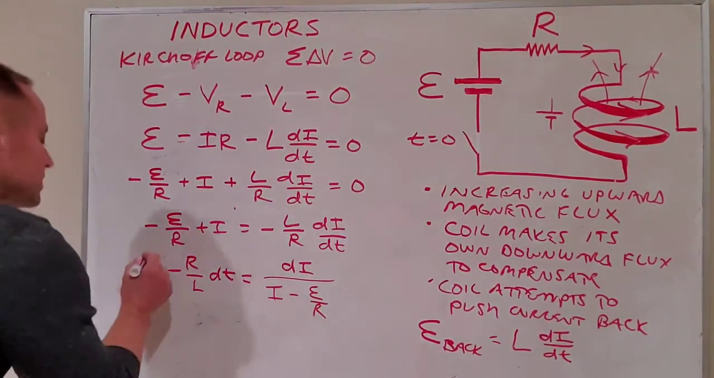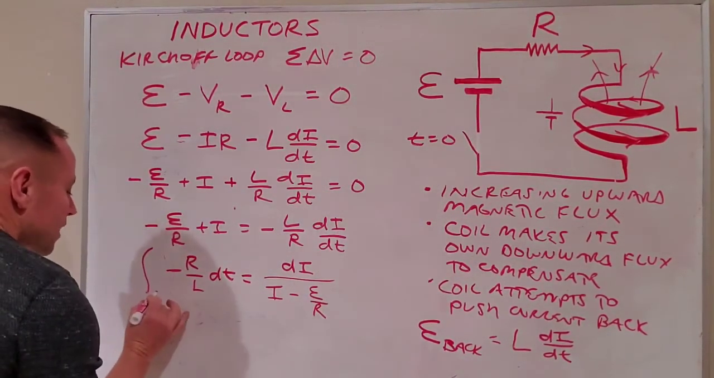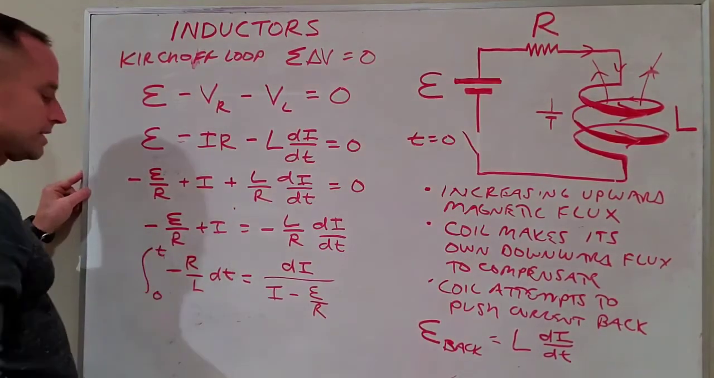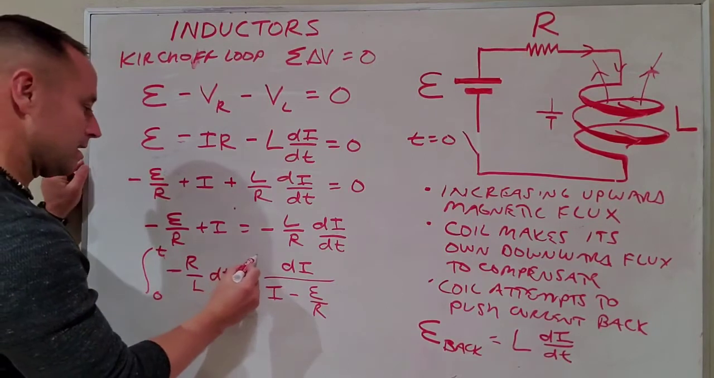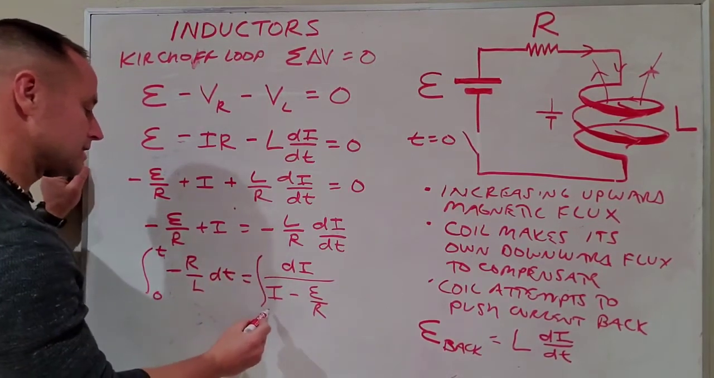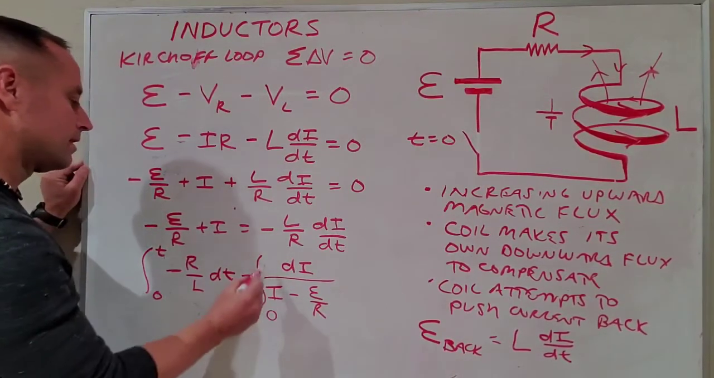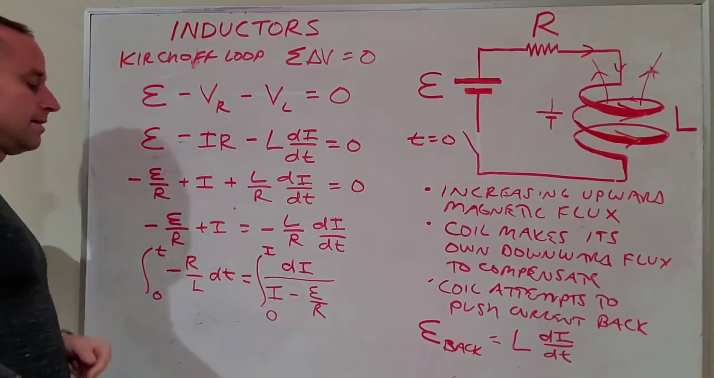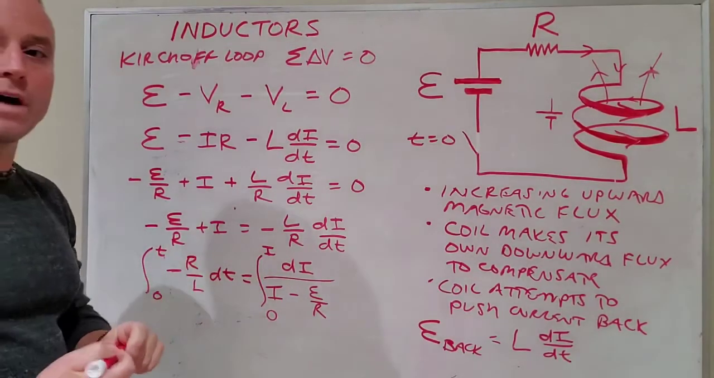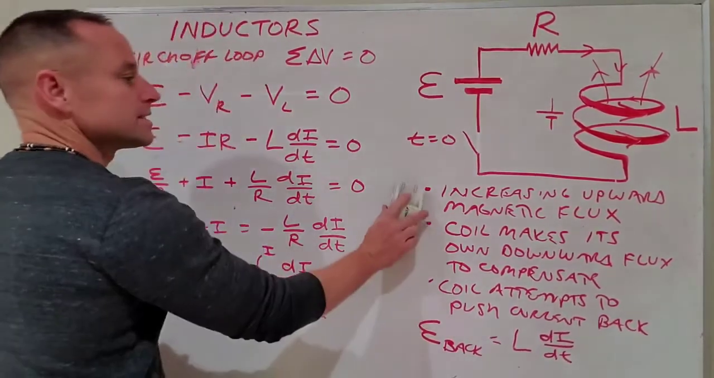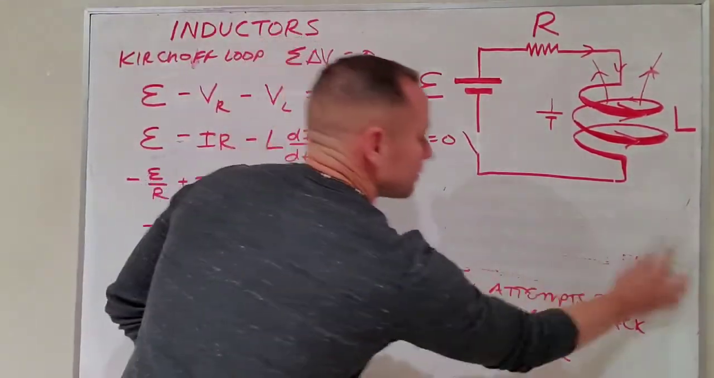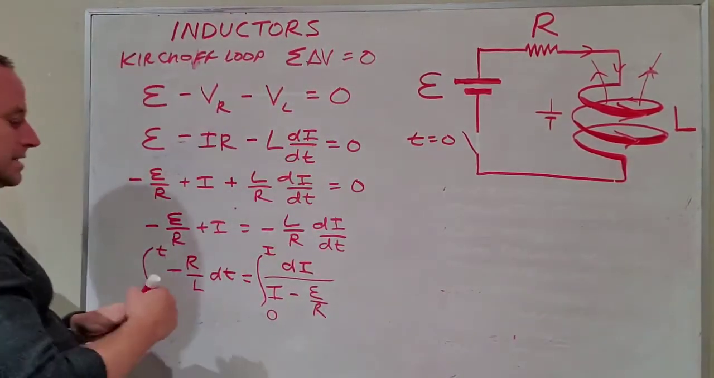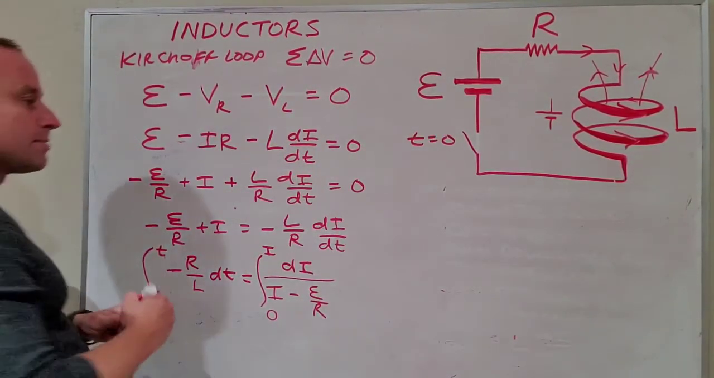What you want to do is say, okay, I start my stopwatch at t equals 0, and I go up to some arbitrary time t, and my current is going to start at 0 and build up to some arbitrary current I. Then we can go ahead and integrate this and see what we get. So let's do it. The left-hand side is pretty easy, just going to be minus r over L times t.